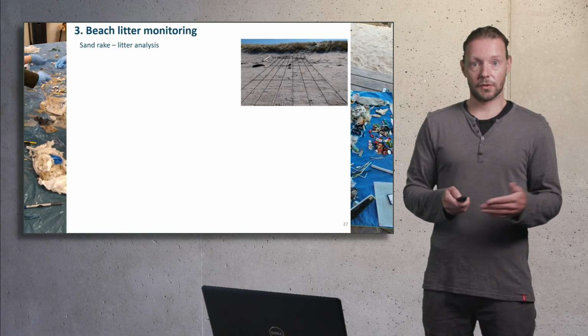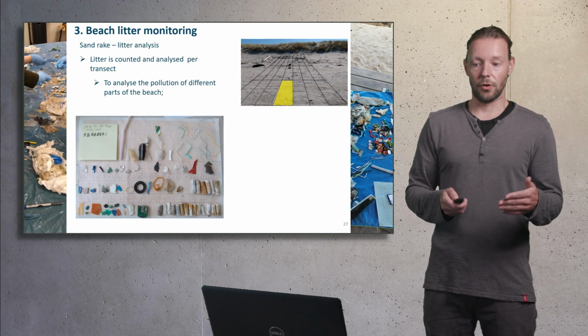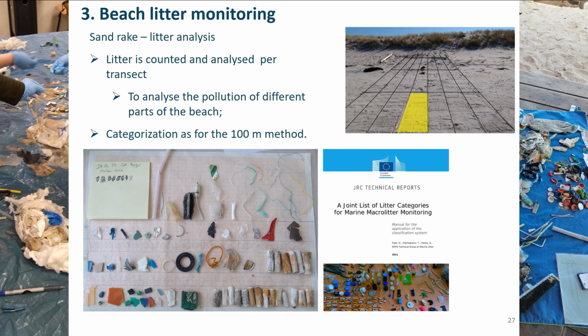After you've done your survey with the sand rake, as I said, you analyze the litter per transect. You take all the litter pieces, make a picture of it, and then you write it down the same way as you did for the 100-meter method using this list of litter.